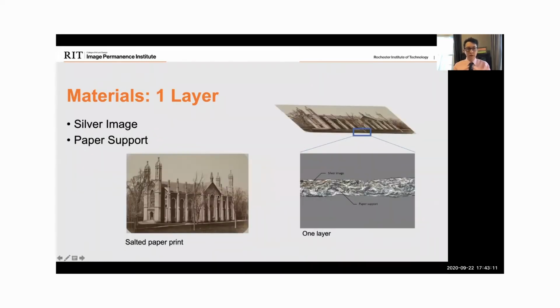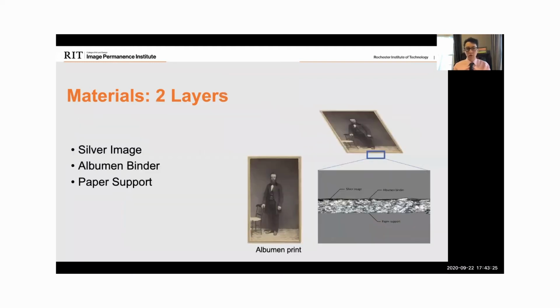One of the criticisms of this one-layer structure salted paper print in the early 19th century is that the image is soft. Because the image rests in the paper support, you can't get as much detail. So in order to get a little bit more detail in the image, it was thought to add something, right? Add another layer onto the paper support.